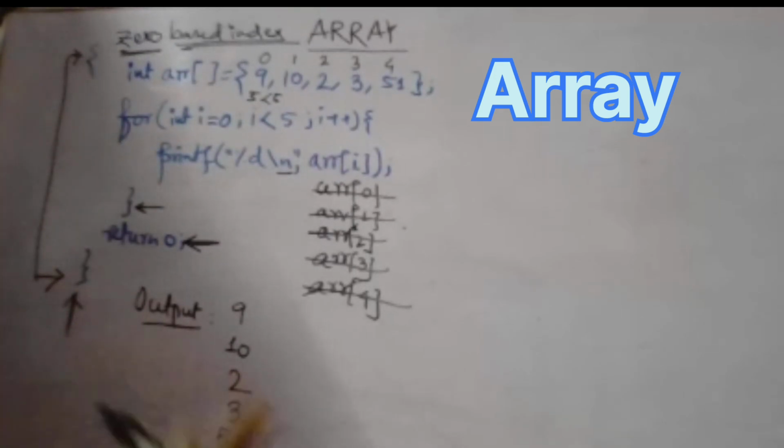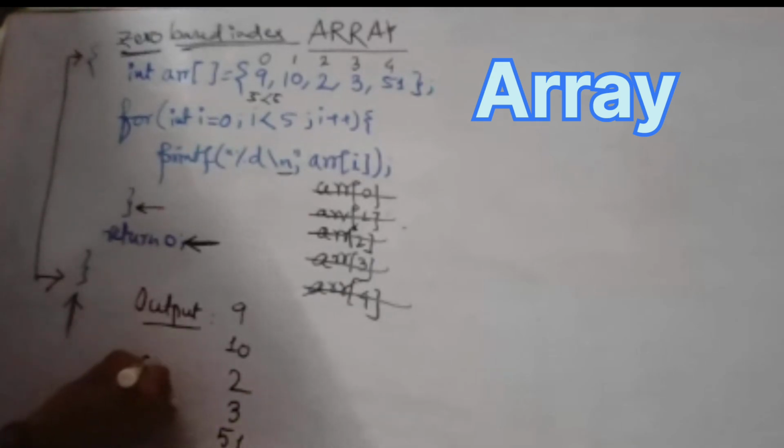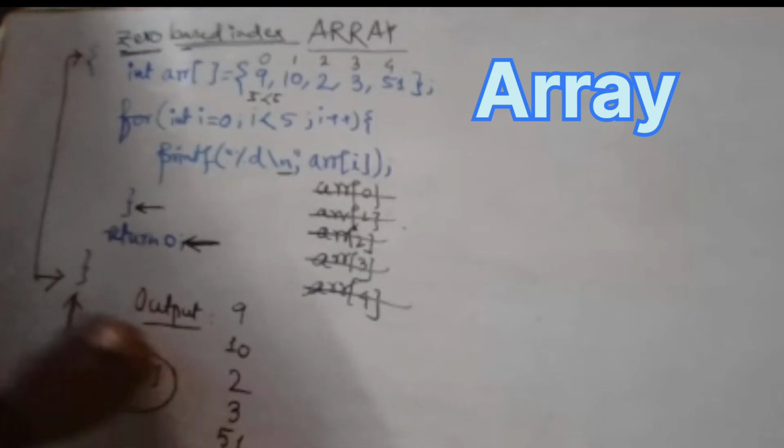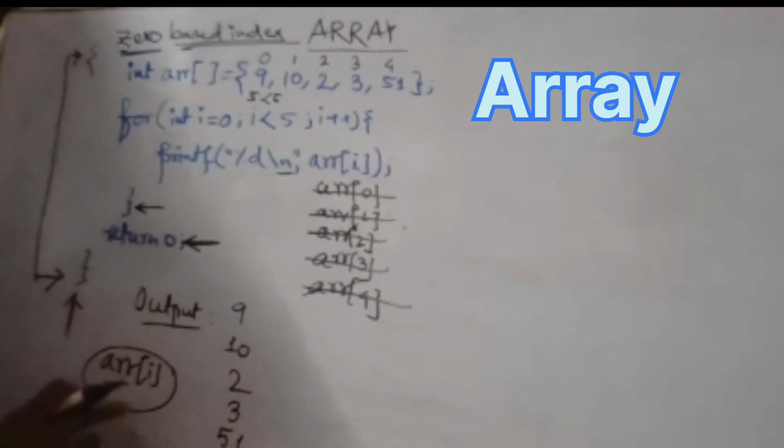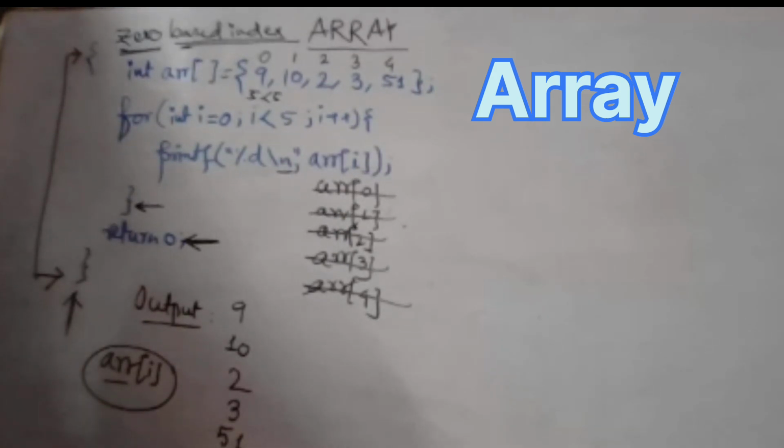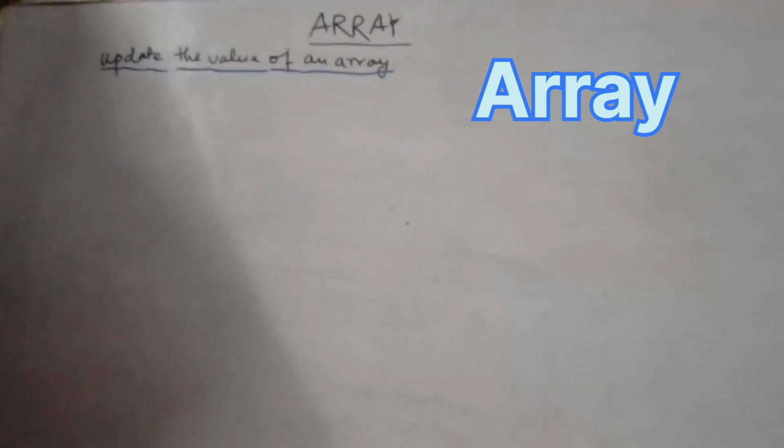If you remember, we can access the value of an array by this convention, that is array of i, meaning the array name and then the index. So by this convention we can access the value. So by using this, we're going to assign a value or change the value of an array. Okay, so let's see it. So in this portion we're going to update the value of an array: how we can access the value of an array and update it with a new value.